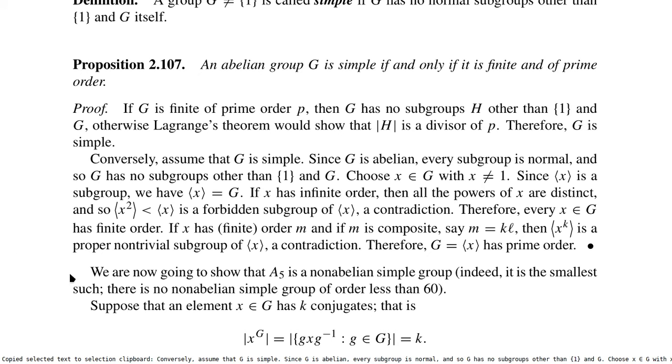As it is abelian, every subgroup is going to be normal, and so G has no subgroups other than 1 and G itself. Right? So if you take a non-trivial element from the group and you generate a cyclic subgroup from there, then the cyclic subgroup has to be equal to the whole group itself. Now, if X generates a cyclic subgroup which is infinite, then all the powers of X are going to be distinct, right? So your powers are not going to repeat.